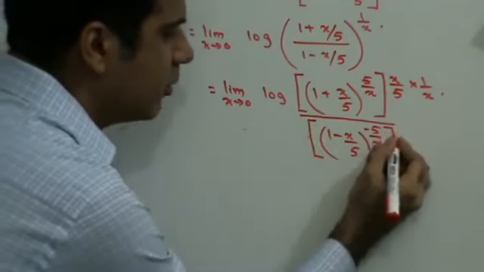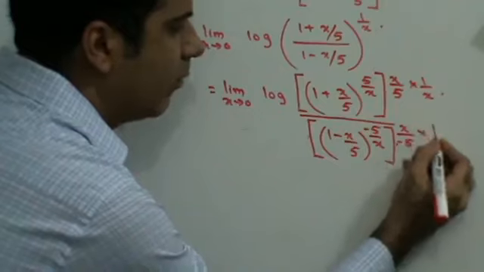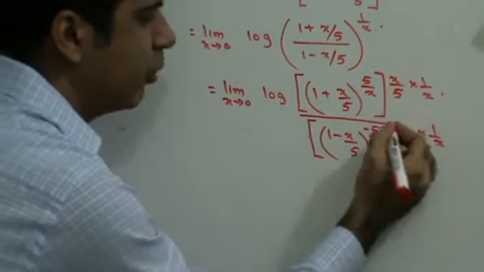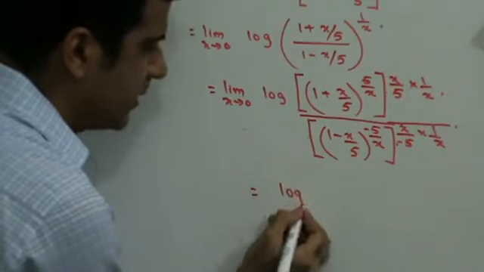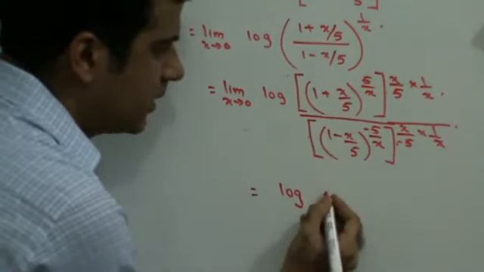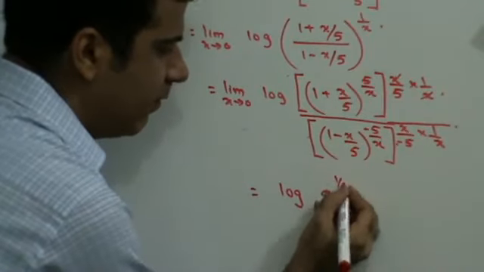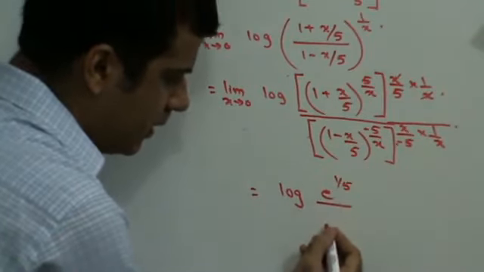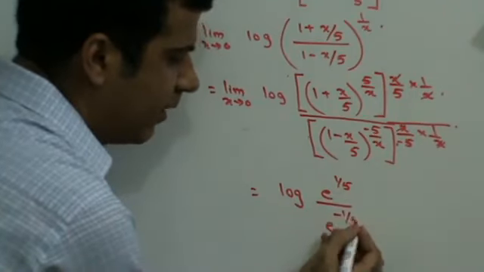To keep the equation constant, x upon minus 5 and 1 upon x as it is. Remember I told you this? Okay. Now this is going to be equal to log as it is. This is e raised to 1 by 5 upon e raised to minus 1 by 5.